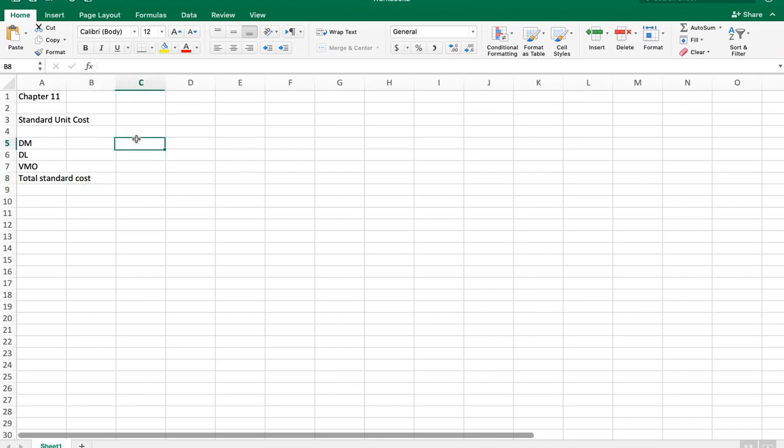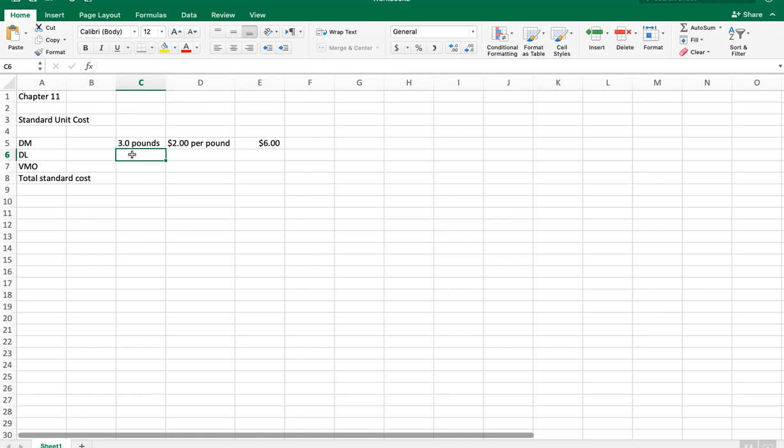And the direct materials they give us, it's 3 pounds. And they tell us that the standard price is $2 per pound. And so we think we're going to spend $6 on direct materials. That's our budget. That's what we estimate for the year. And you know, budgets are very important.